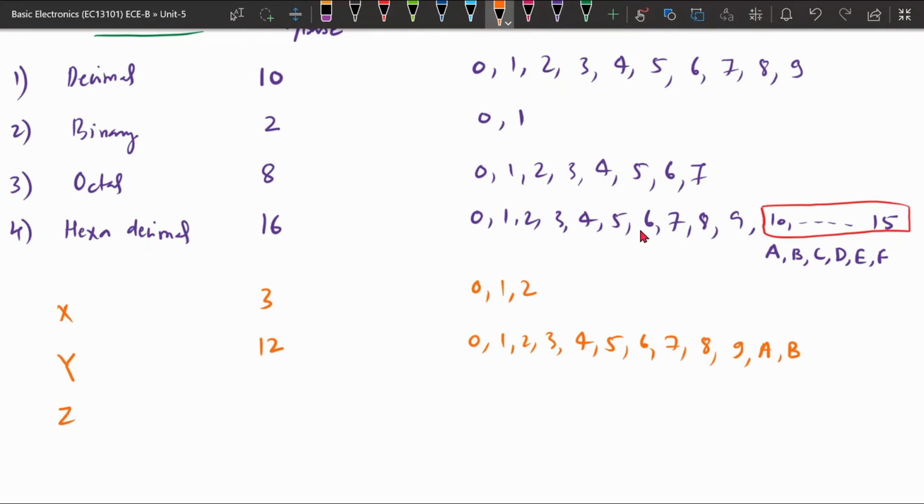Take another number system, Z, with radix, or base, 5. In that case, the possible digits will be 0, 1, 2, 3, up to 5 minus 1, that is 4. So this is how we can find the possible digits for any number system that is defined with its radix. Its base is known, so we can represent the possible digits for that number system.